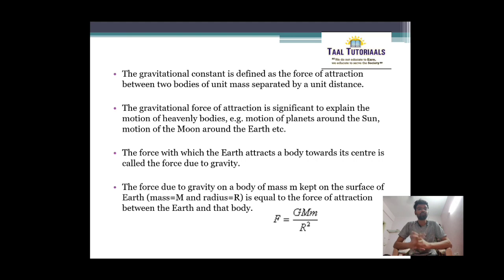The force with which the earth attracts a body toward its center is called the force due to gravity. The force due to gravity on a body of mass m kept on the surface of the earth, of mass big M and radius r, is equal to the force of attraction between the mass of the earth and the body. So F is equal to G big M small m by r square.